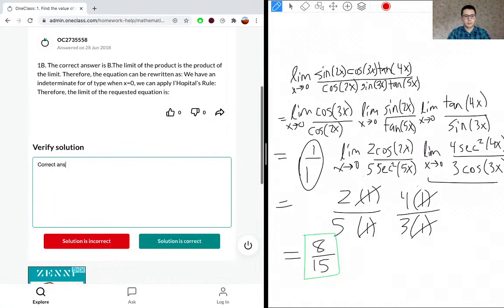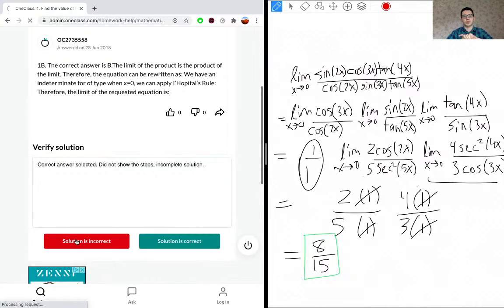Correct answer selected. Did not show the steps. So here the solution is incomplete.